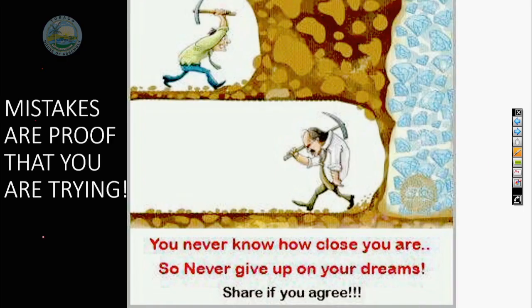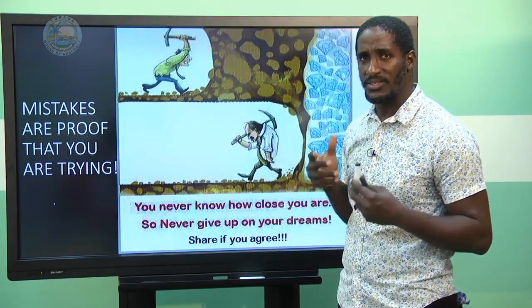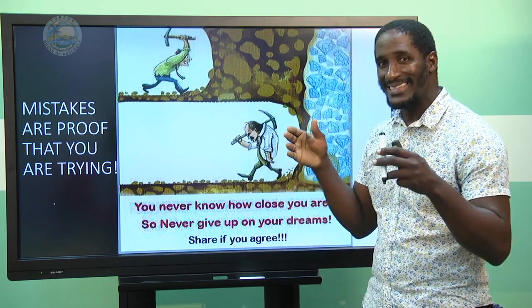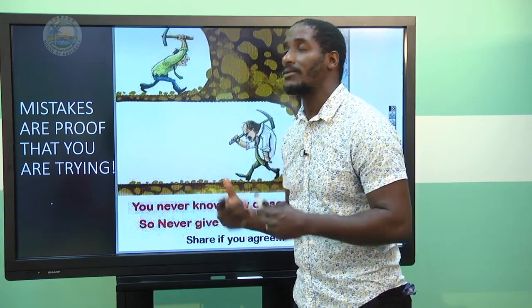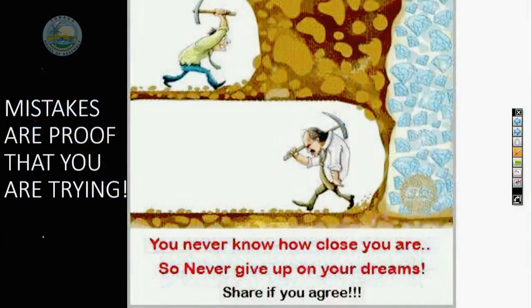So, this is the most important slide here. Mistakes are proof that you are trying. Anybody who has succeeded in mathematics to some degree knows that they will make mistakes as they work problems. A lot of students would usually say maths is hard because they tried a question and they didn't get the answer. Don't worry about that. That is part of the process. Mistakes are proof that you are trying. You must never give up. You never know how close you are. So never give up on your dreams. Hey, I know you have a maths dream. Don't give up on that maths dream. It's the most important subject that you can do.